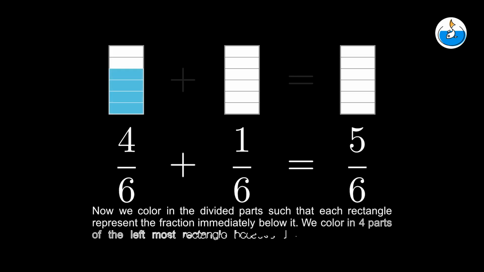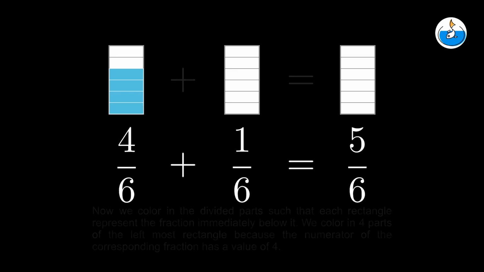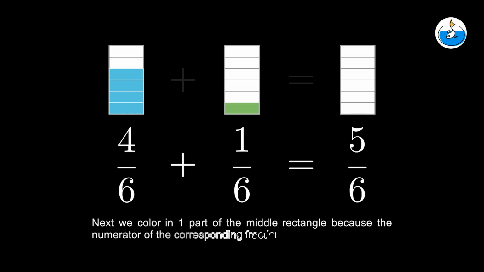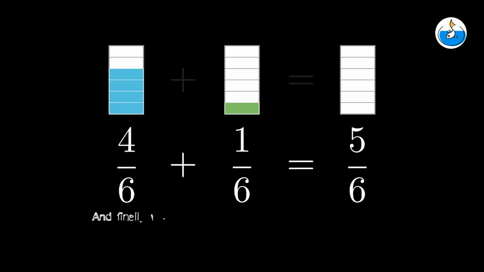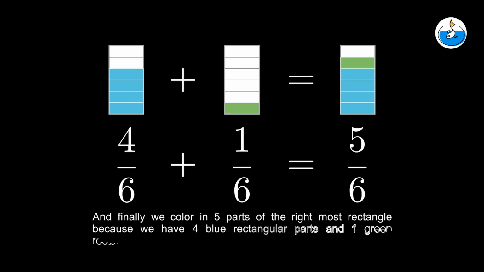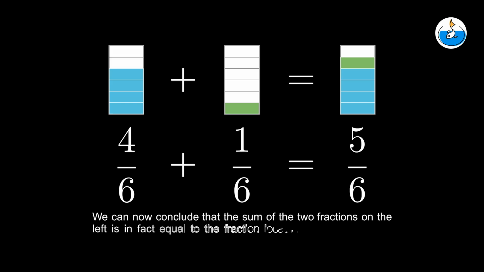We color in 4 parts of the leftmost rectangle, because the numerator of the corresponding fraction has a value of 4. Next we color in 1 part of the middle rectangle, because the numerator of the corresponding fraction has a value of 1. And finally we color in 5 parts of the rightmost rectangle because we have 4 blue rectangular parts and 1 green rectangular part. We can now conclude that the sum of the 2 fractions on the left is in fact equal to the fraction located to the right of the equal sign.